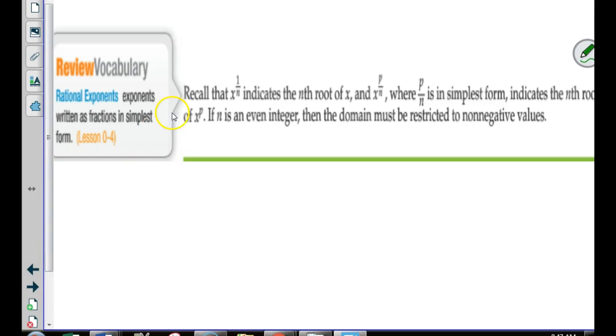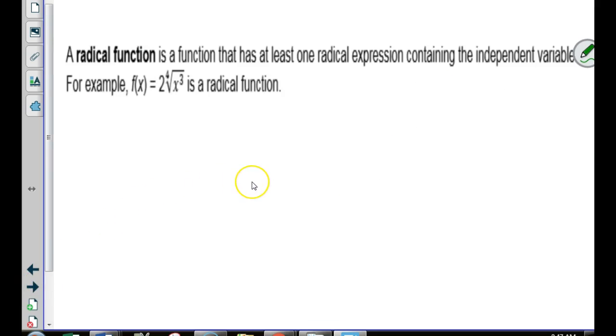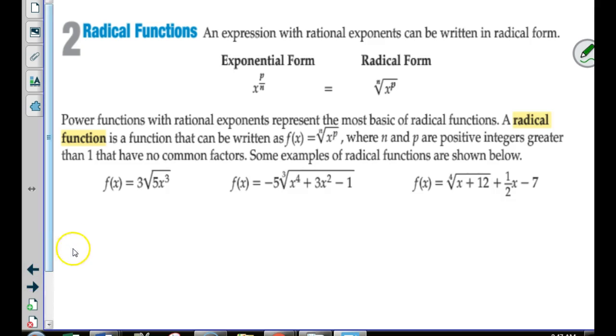What is this? Rational exponents. Okay, so this is when we have fractional exponents. We talked about this yesterday. All right, a radical function is a function that has at least one radical expression containing the independent variable. So 2 times the 4th root of x cubed is a radical function. Just means it has a radical in it. So you can write exponent form. We did this yesterday, right? We talked about which variable went inside and which variable went outside. Am I good?